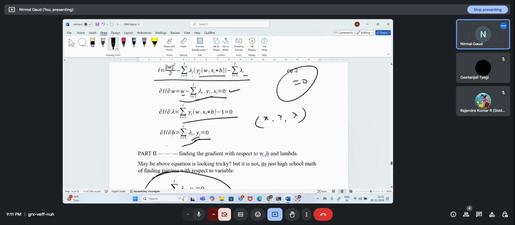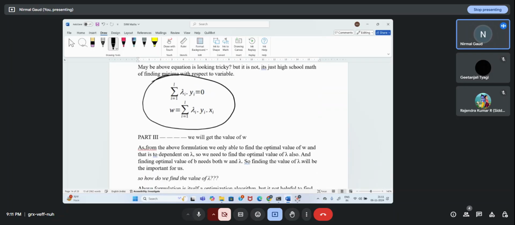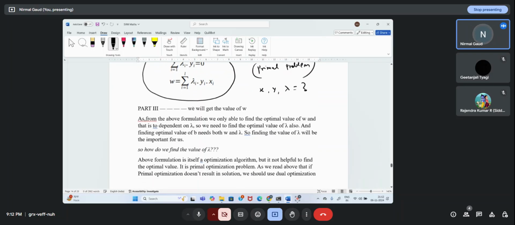So above is your primal problem. This is the result which you got from the primal problem, your initial optimization problem, but you are unable to find the value of x, y, and lambda. You can see here, I can't claim anything. Only these two relevant equations I got. So what is the dual problem? In the dual problem, what we will do is again take our primal problem.